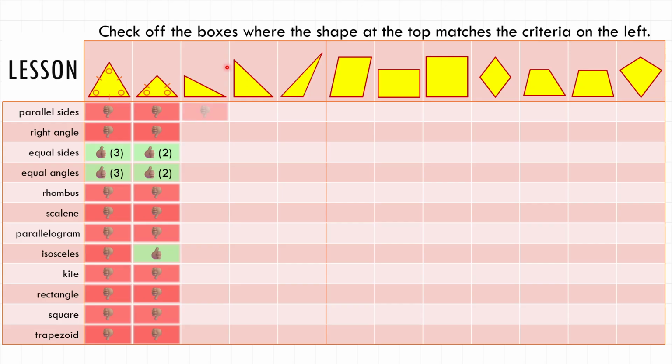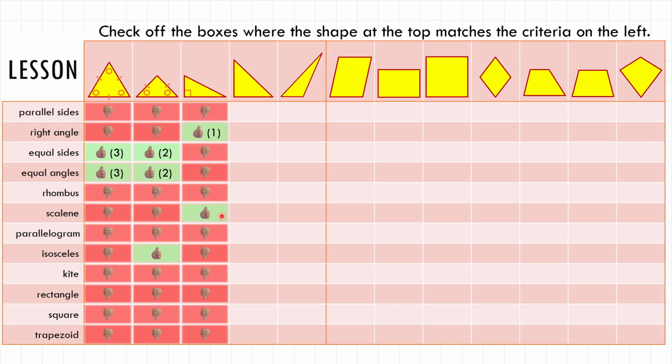The next triangle that we're looking at here doesn't have parallel sides, but it does have a right angle, and it has only one of those. None of the sides are equal, and none of the angles are equal either. So we might call this a scalene triangle. It's both scalene and right. It's not a parallelogram, and it's not isosceles, and certainly none of the other quadrilateral properties apply.